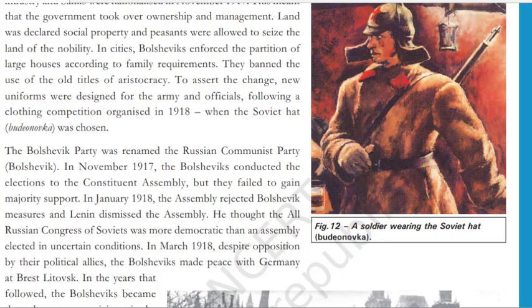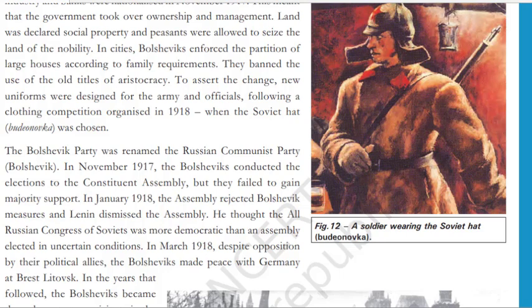In November 1917, the Bolsheviks conducted the elections to the Constituent Assembly, but they failed to gain majority support. In January 1918, the Assembly rejected Bolshevik measures and Lenin dismissed the Assembly. He thought the All-Russian Congress of Soviets was more democratic than an Assembly elected in uncertain conditions. In March 1918, despite opposition by their political allies, the Bolsheviks made peace with Germany at Brest-Litovsk.